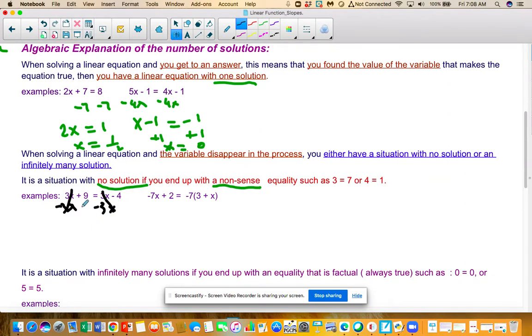Anytime that you have this situation where all the x's are gone, remember, you are dealing with a situation with either no solution or infinitely many solutions. Now, how do you tell the difference?